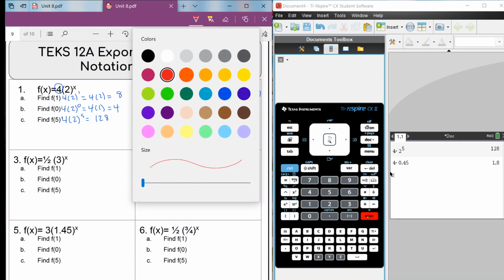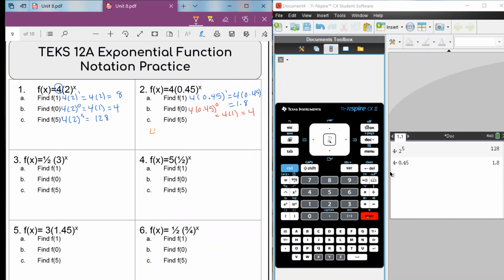And then we're going to plug in 5 and see what we get. So let me change my color one last time. So I have 4 times 0.45 to the 5th power. So I'm going to plug that into my calculator. So 4 parentheses 0.45. That caret key means to the power of 5. So then I get a decimal, and I'm going to only write 2 decimal places. 0.07. So those are my answers. So, yeah, we're just plugging in all the numbers inside the parentheses.